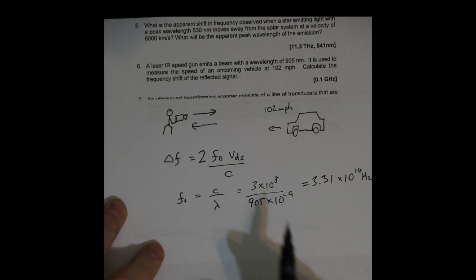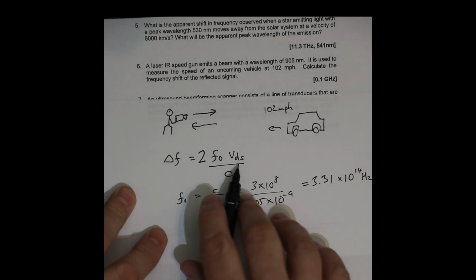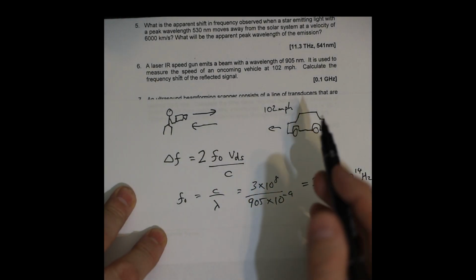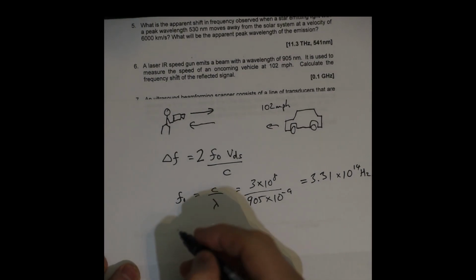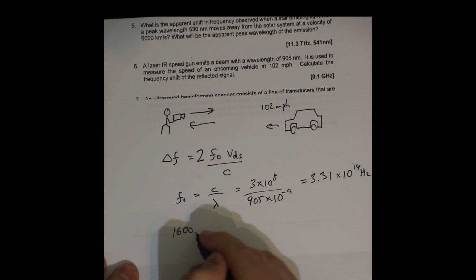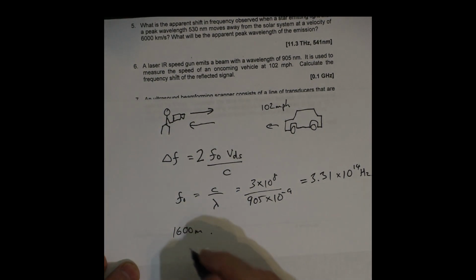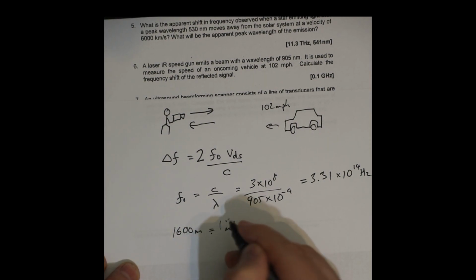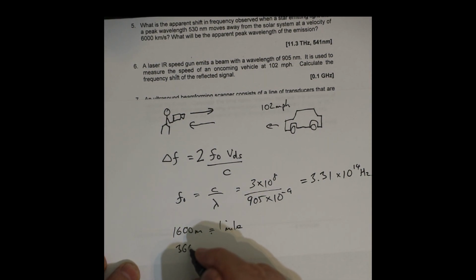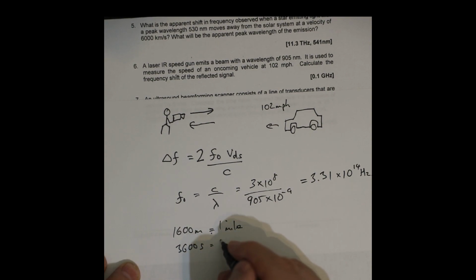Okay, so we calculated that. Now we need to calculate this velocity here between the detector and the source. So we have that in miles per hour. So once again, we know that there's 1600 meters in a mile, and 3600 seconds is 1 hour.